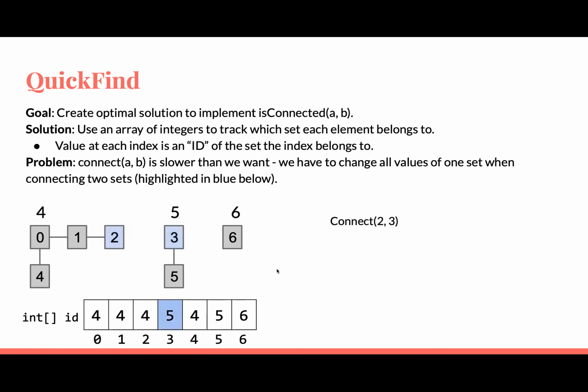So what if we want to do connect? Well, if we wanted to run connect, first of all, we're going to have to find the ID of the element, the set ID. So since we're connecting 2 to 3, 3's set ID is going to be 5.